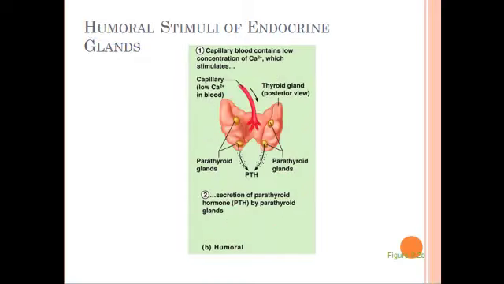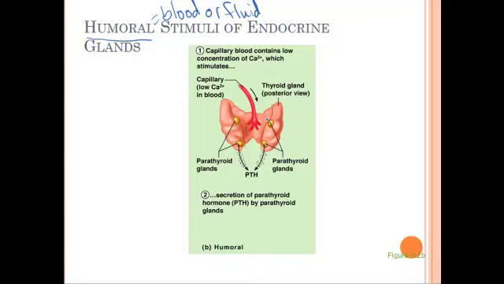Another type of stimulus is what we call humoral stimulus. Humoral refers to blood, or fluid in the body. One of the main fluids, of course, is blood. And so in this case, what's happening is the endocrine organs are monitoring the amount of some sort of molecule inside the fluids in the blood. And as that changes, then it's going to trigger the release of some sort of hormone.